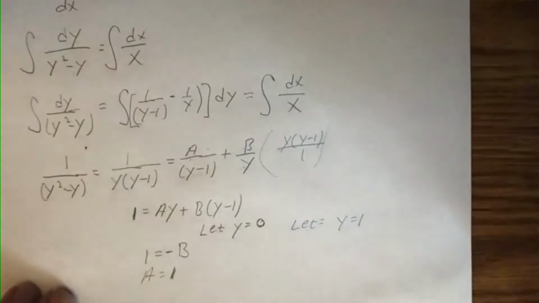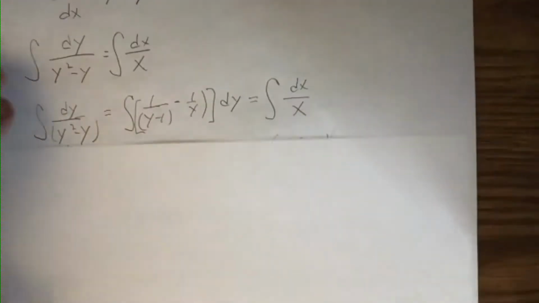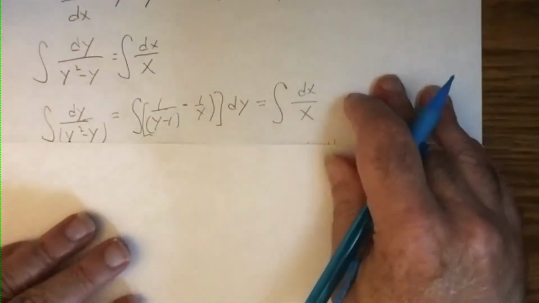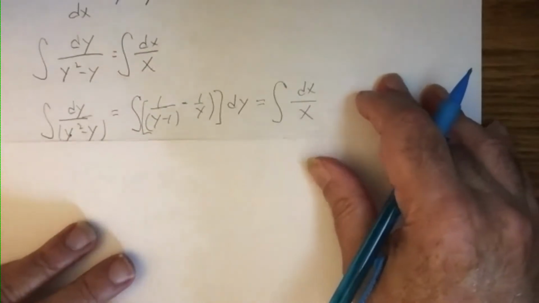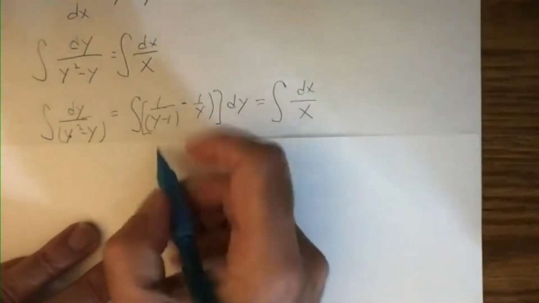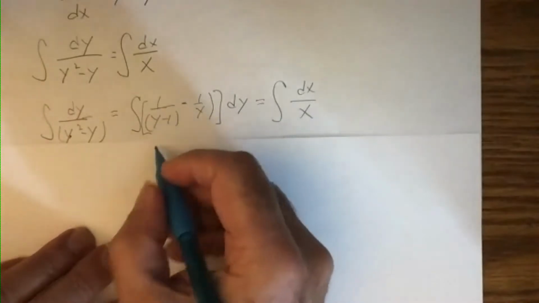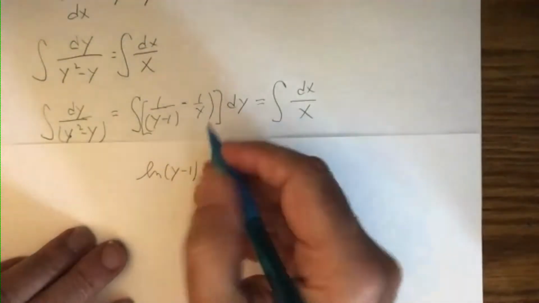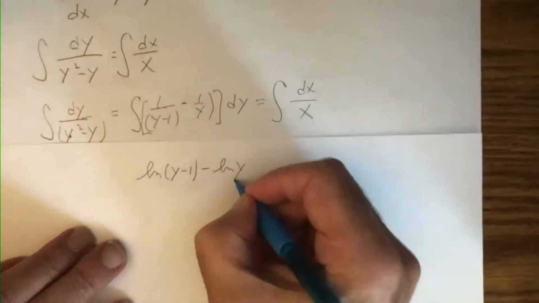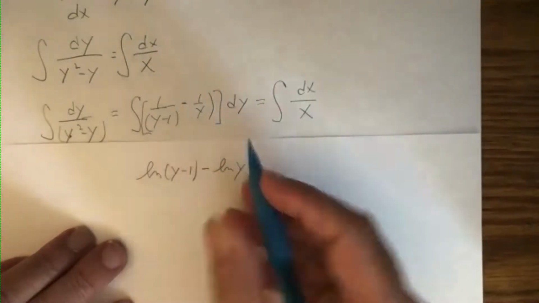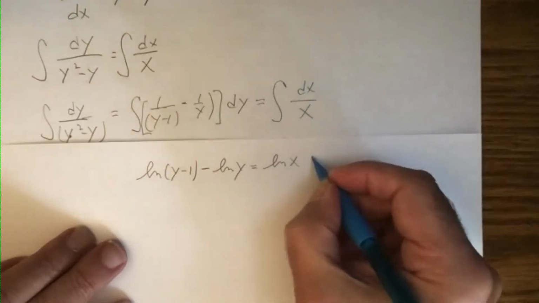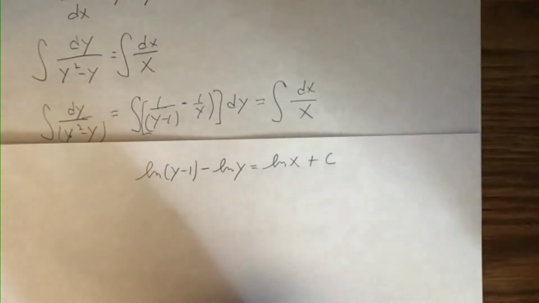Okay, so let me take another sheet of paper here. Now it's easy to integrate this, right? So you need to know partial fractions. So what is this integral? Well, this is just the natural log of y minus 1. That's what this integral is. This is minus the integral of 1 over y, equal to the natural log of x plus c. I need to put a constant. All right, so far so good.